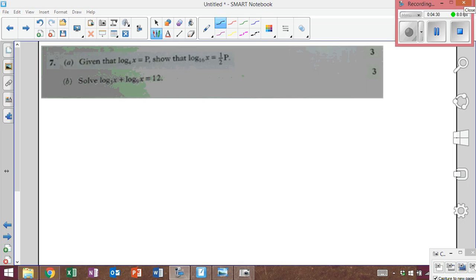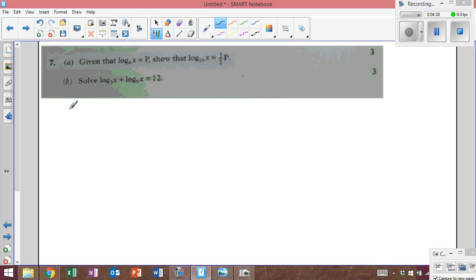Okay, and here's a pretty tough log question as well. So in 7a, we're told that log to the base 4 of x is equal to p, and we're asked to show that log of x to the base 16 is equal to half of p. Now the problem here is we're changing base.